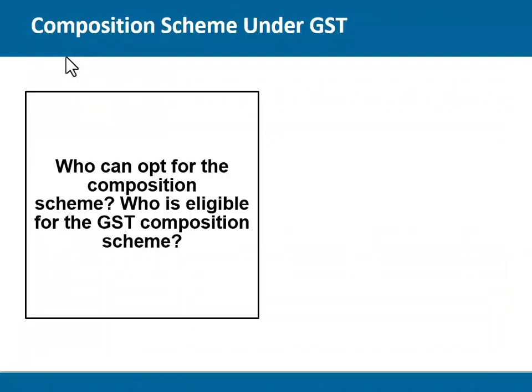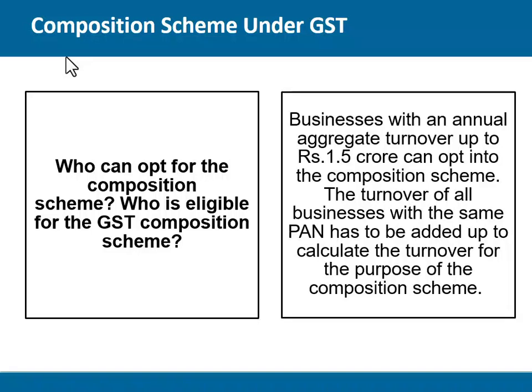Composition scheme under GST. Now it says that there are certain people who are having a turnover of almost like 1.5 crores or lesser. तो उनके लिए एक नया provision. Just read it. Who can opt for composition scheme? Who is eligible for GST composition scheme? Business with an annual aggregate turnover up to 1.5 crore can opt into the composition scheme. The turnover of all business with the same PAN has to be added up to calculate the turnover for the purpose of the composition scheme.